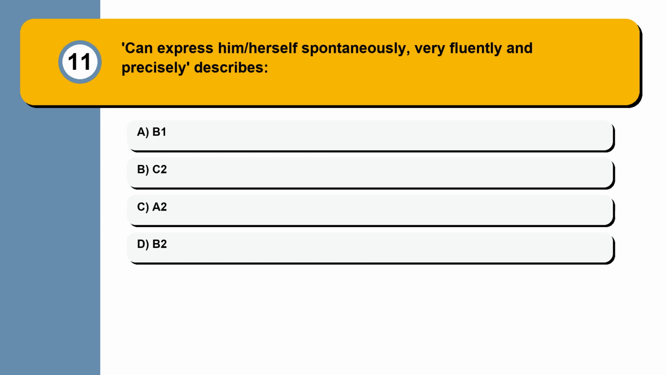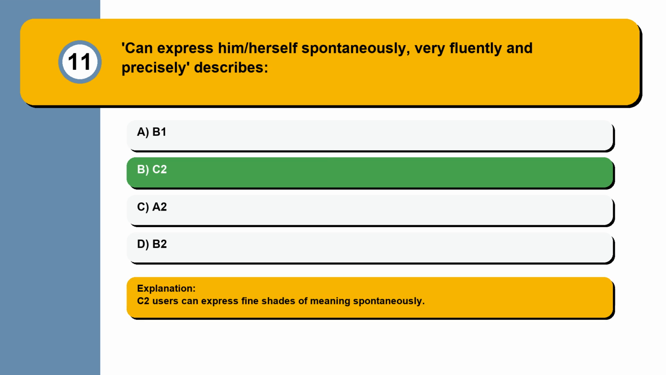Question 11. Can express him/herself spontaneously, very fluently and precisely. Does this describe B1, C2, A2, or B2? C2 users can express fine shades of meaning spontaneously.